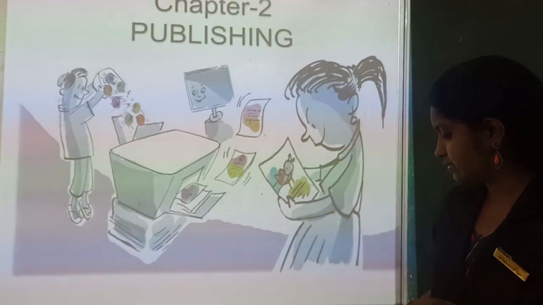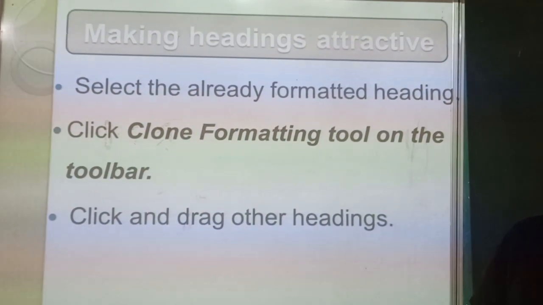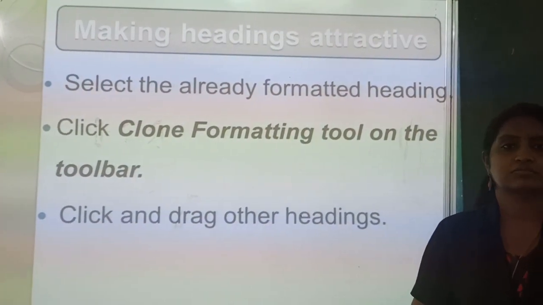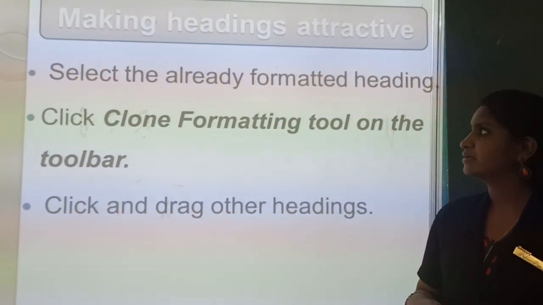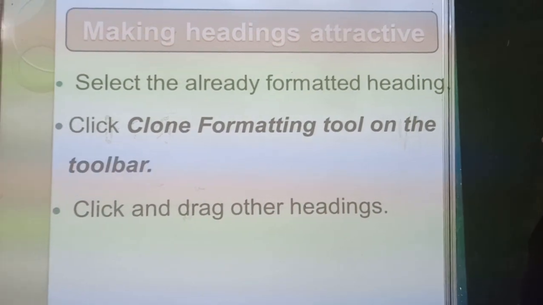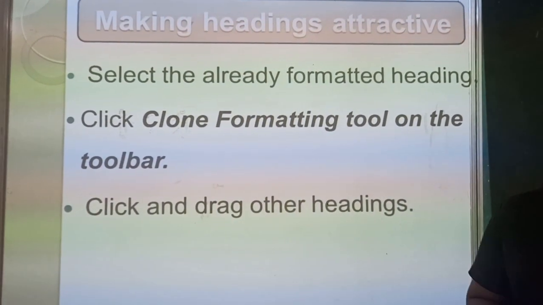So the first one is making headings attractive. You can make subheadings or important headings attractive. How can we do that? Select the particular headings and click on the clone formatting tool on the toolbar.